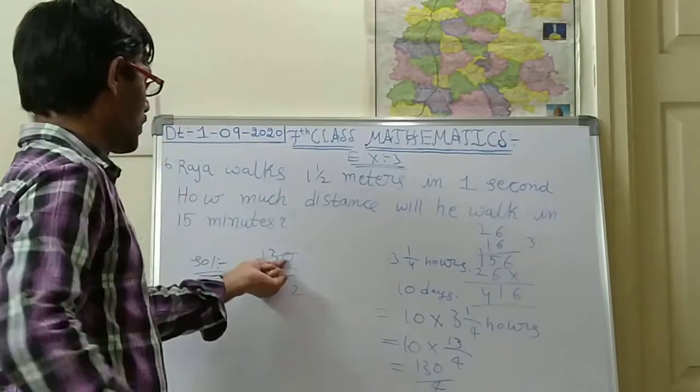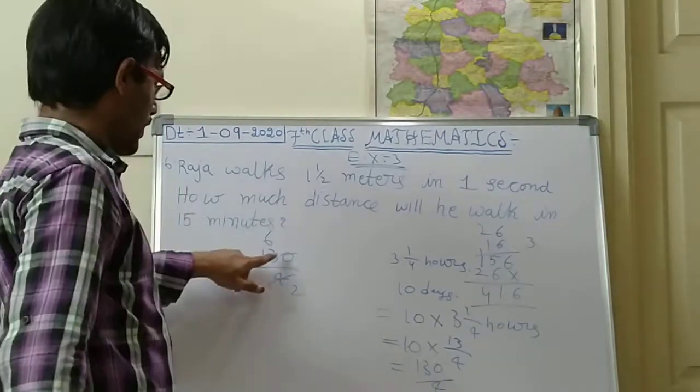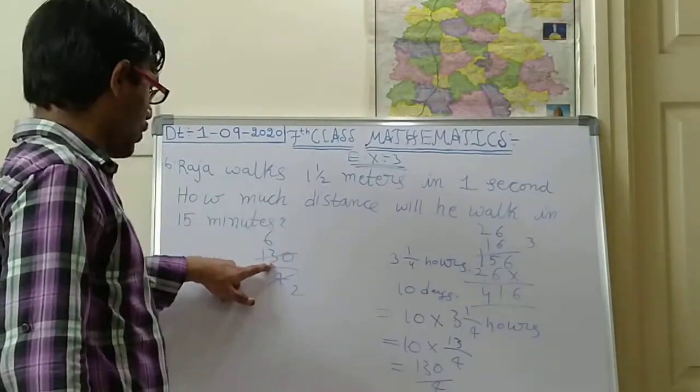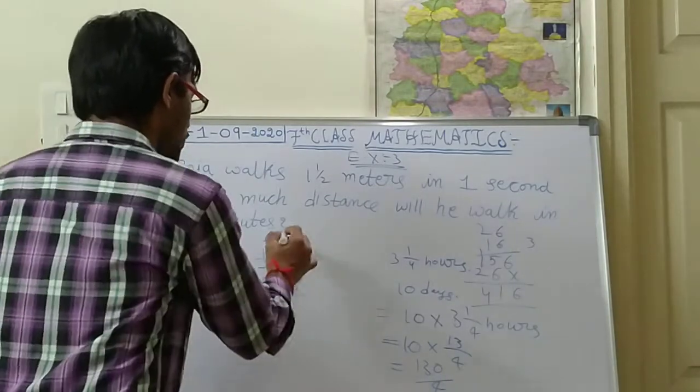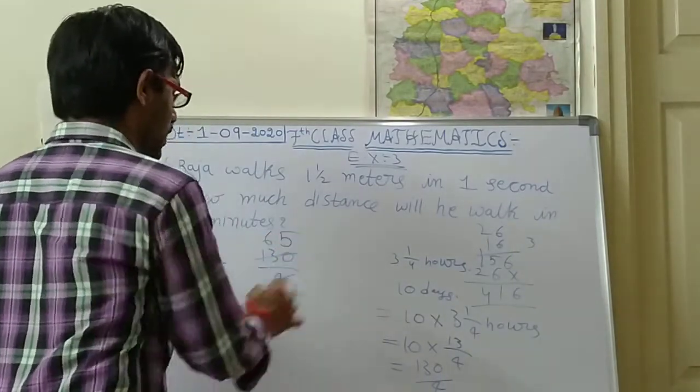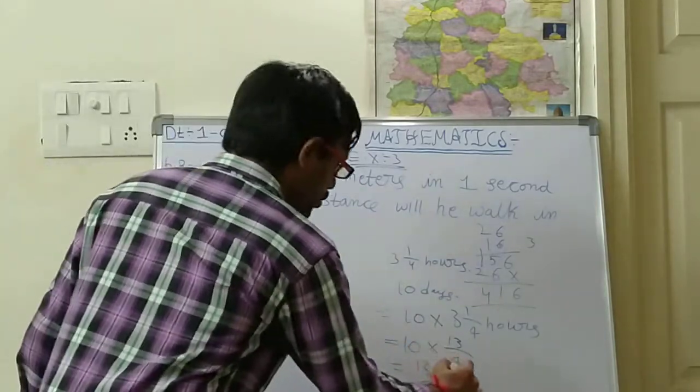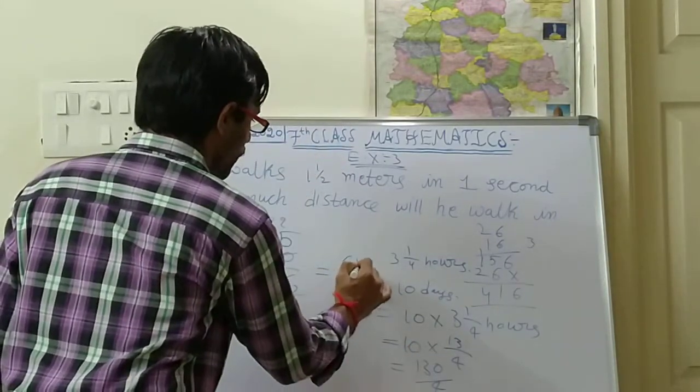2 first 13 means 2 6s are 12. Next 1 will be left over here. 12 after 13, 1 will be left over. 1 and 0, so 10. So 2 5s are 10. So 65/2. So what is the answer here?